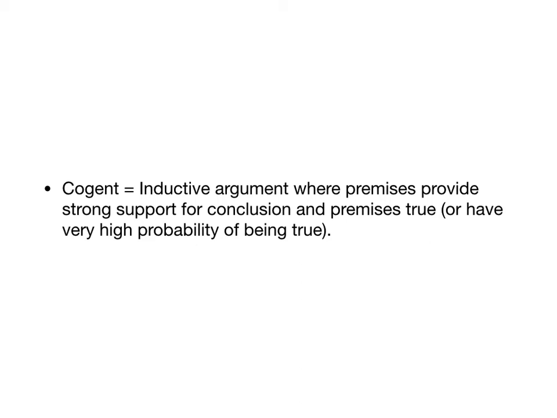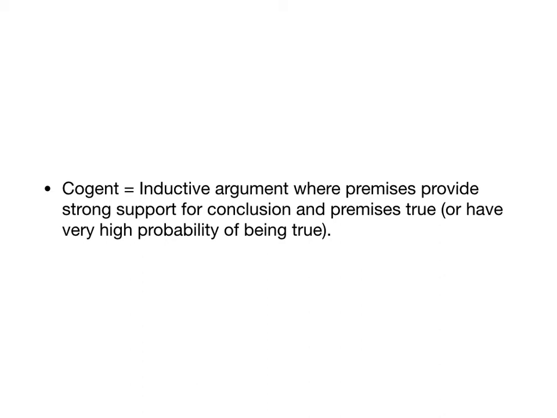Your book introduces this jargon for inductive arguments, cogent. A cogent inductive argument is where the premises provide strong support for the conclusion, and the premises are true, or have a very high probability of being true. Strictly speaking, in inductive logic, we'll talk about the probability the premises are true and not just simply about them being true.